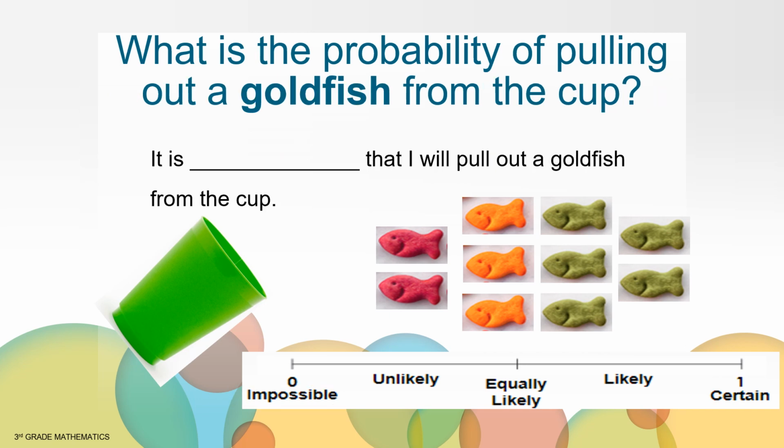What if I wanted to pull out a goldfish from this cup of goldfish? What is the probability of pulling out a goldfish from the cup? Write down which word would describe the probability of that happening, and practice using that word in the sentence frame on the screen.